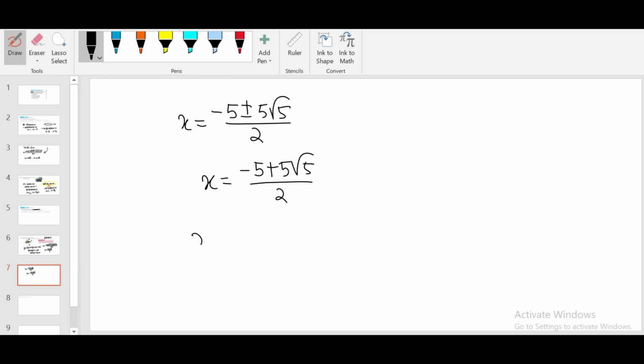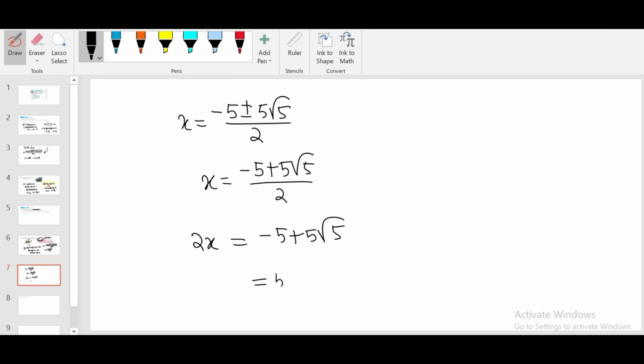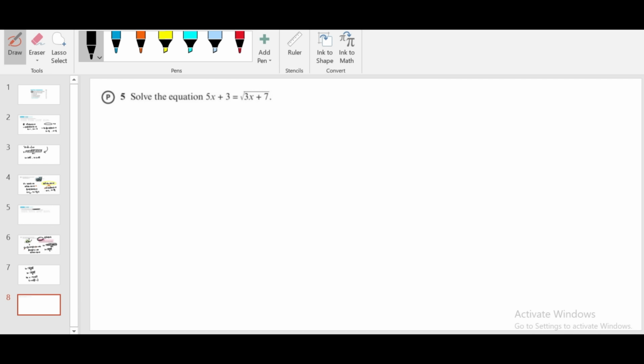So the height is basically 2x. When you multiply by 2, you will get minus 5 plus 5 root 5, the 2 will be cancelled. But read the question. They want you to write it in this form. Take 5 as a common factor. So you will get 5 times (root 5 minus 1). That's the height of the trapezium, 2x. That's all. So question number 5.